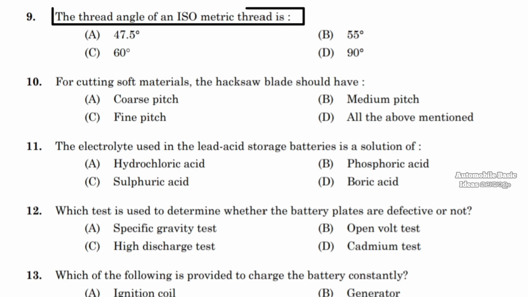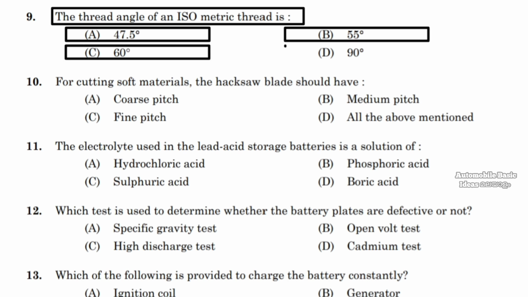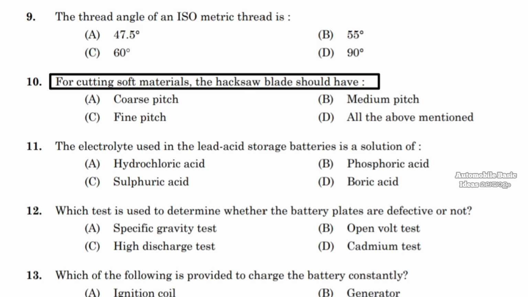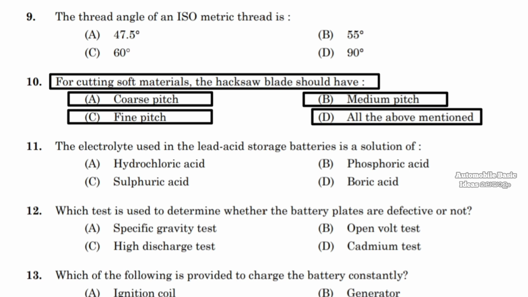Gasket. 9. The thread angle of an ISO metric thread is A. 47.5 degrees, B. 55 degrees, C. 60 degrees, D. 90 degrees. Answer C. 60 degrees. 10. For cutting soft materials, the hacksaw blade should have A. Coarse pitch, B. Medium pitch, C. Fine pitch, D. All the above mentioned. Answer A. Coarse pitch.